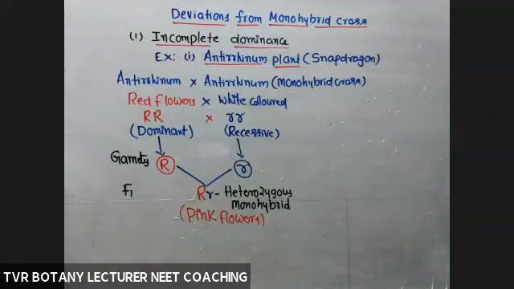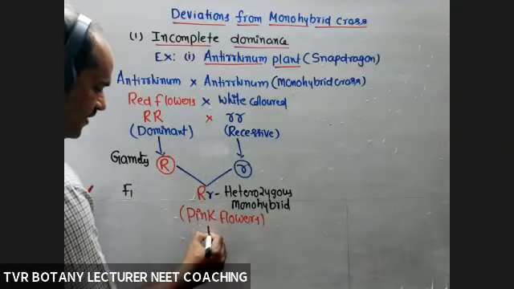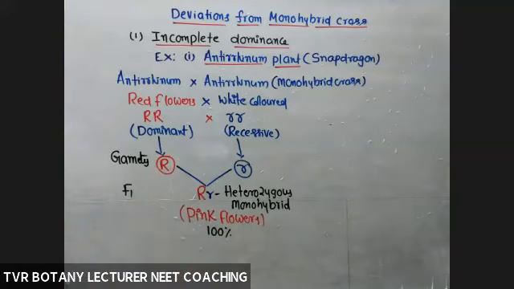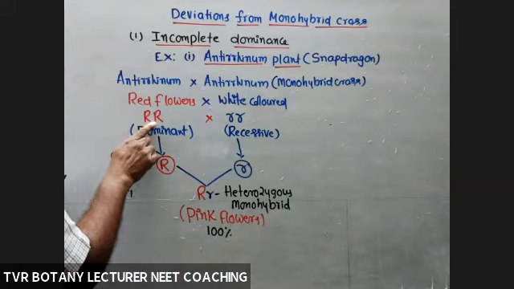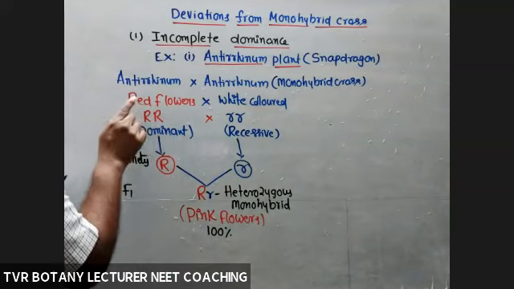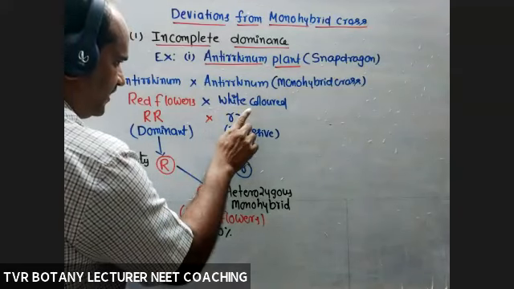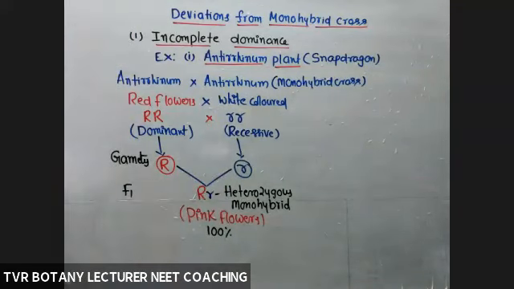So, Antirrhinum plant with capital R, small r, with what type of flowers? Pink colored flowers. 100% pink. So go back. What about the first parent? Homozygous dominant producing red colored flowers. This one homozygous recessive producing white flowers.